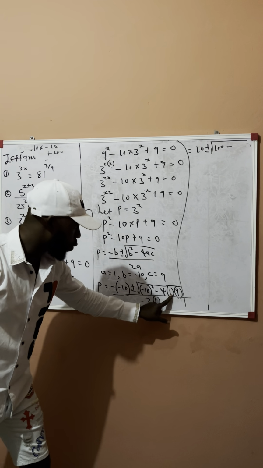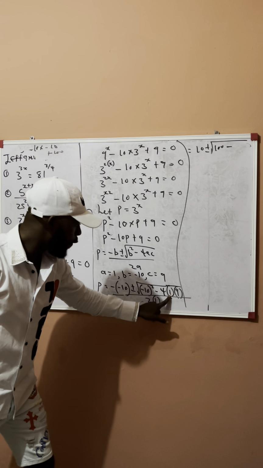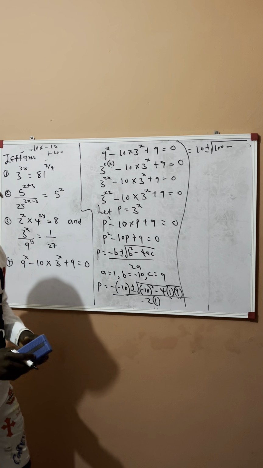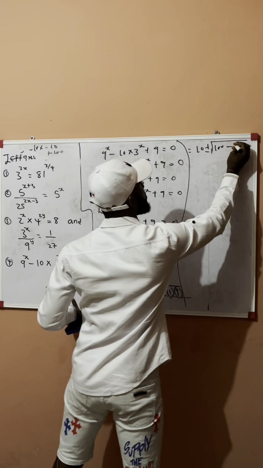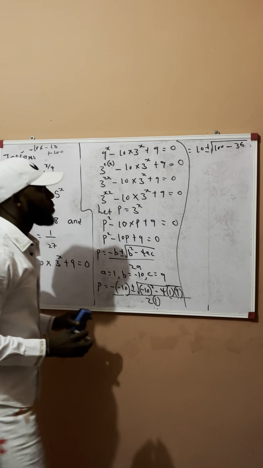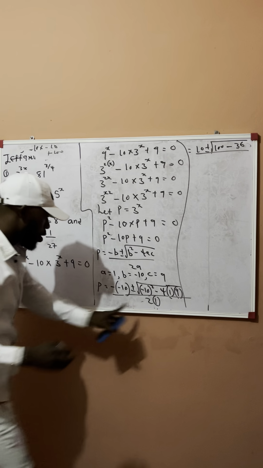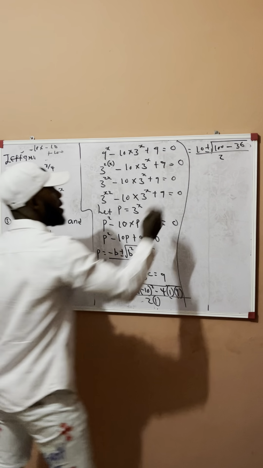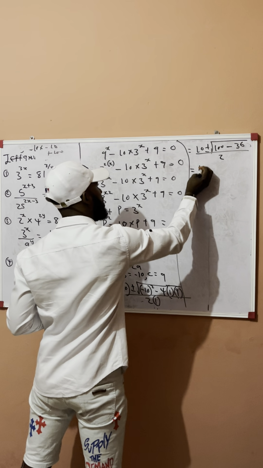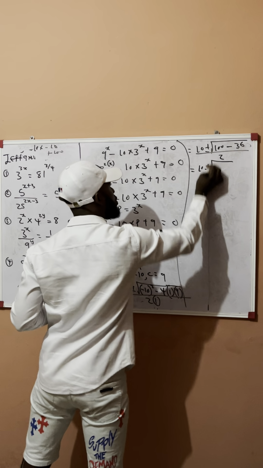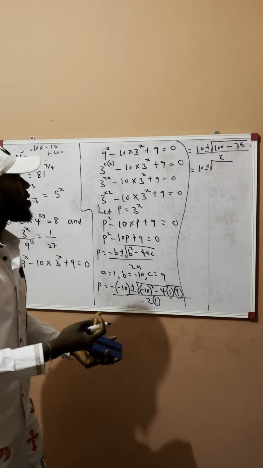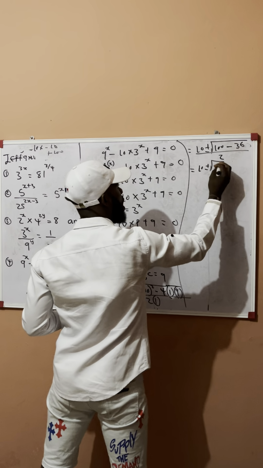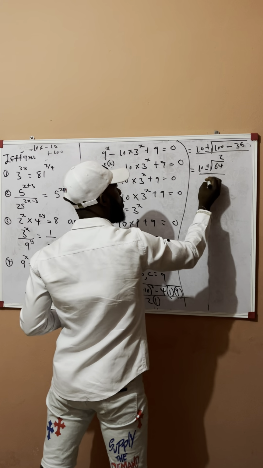Okay, now minus 4 times 1 is 4. 4 times 9 will give us what? 36. So here becomes 36. All over 2 times 1 will give us 2. Now without wasting time, here becomes equal to 10 plus or minus square root of 100 minus 36 will give us 64. So here becomes the square root of 64 over 2.